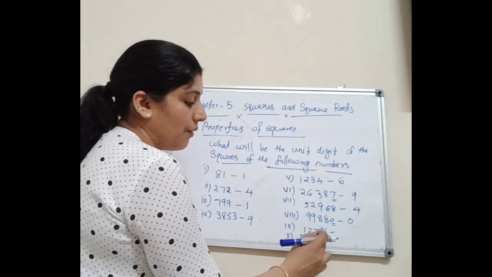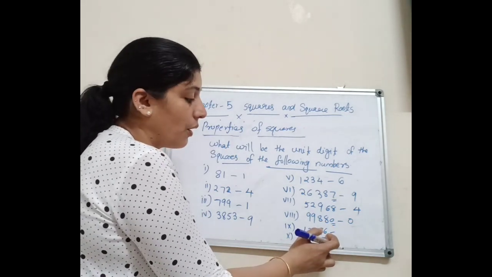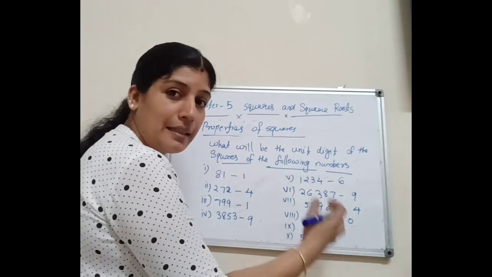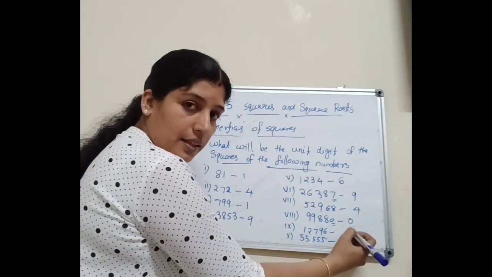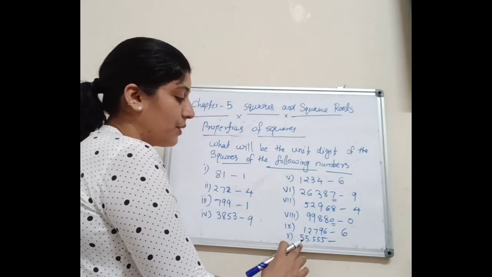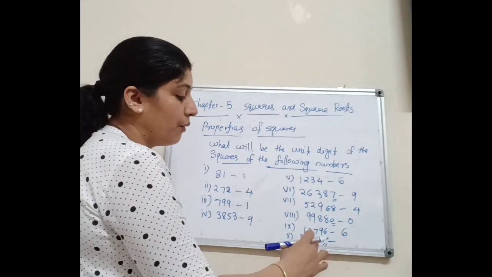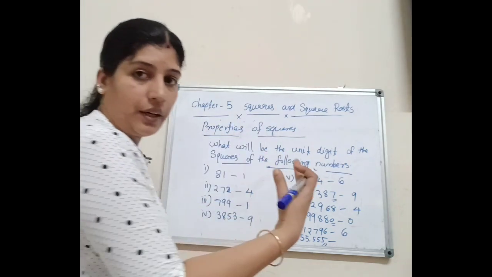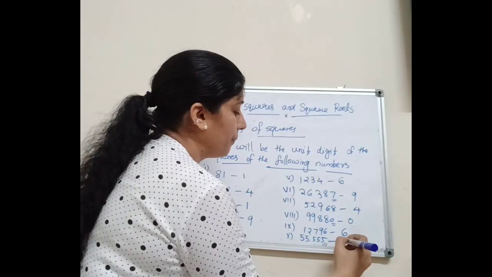Next, 12,796. Here, the unit digit is 6. Therefore, the square of 6 is 36. Therefore, the square of this number 12,796 ends with 6. That is 36. 6 square is 36. Therefore, 6 is the unit digit. Considering 55,555, here 5 is the unit digit. Then the square of 5 is 25. Therefore, the square of this number ends with 5 square. That is 25. In the case of 25, the unit digit is 5.